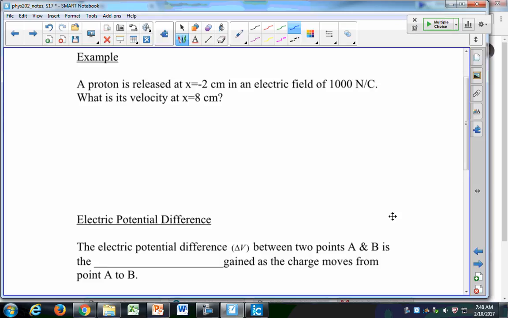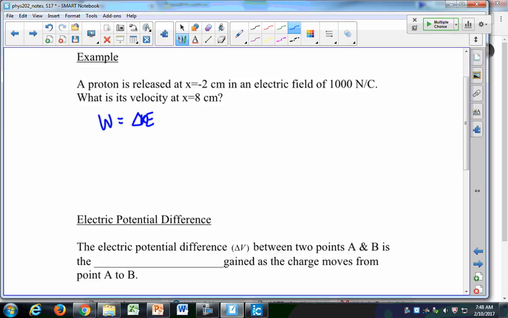All right, so let's say I have a proton released at x equals -2 centimeters in this electric field, and I just want to know its velocity. So I say that the work done by the electric field is equal to the change in kinetic energy.